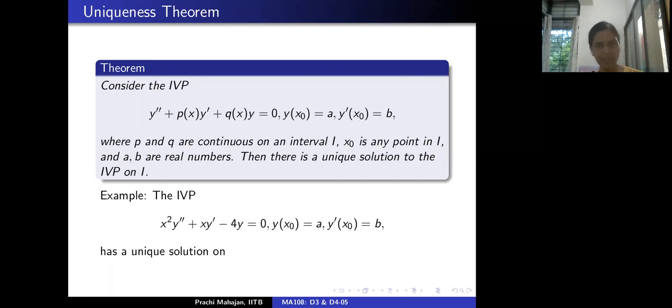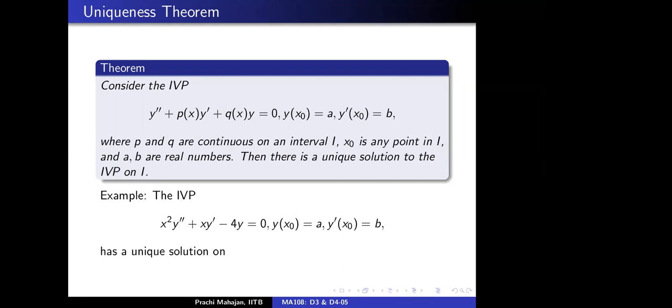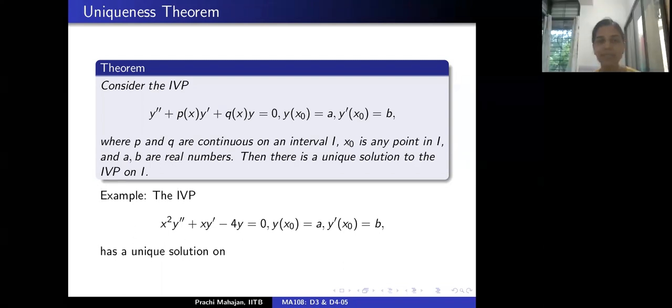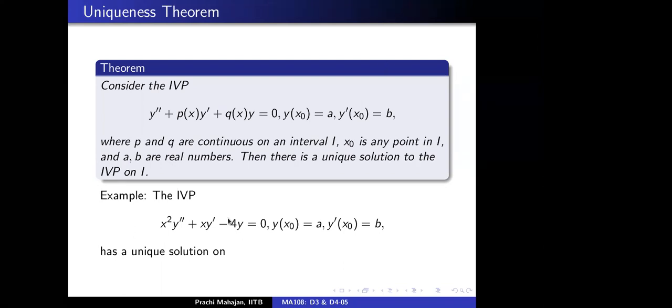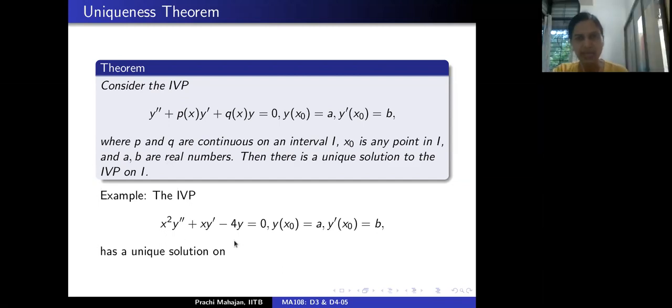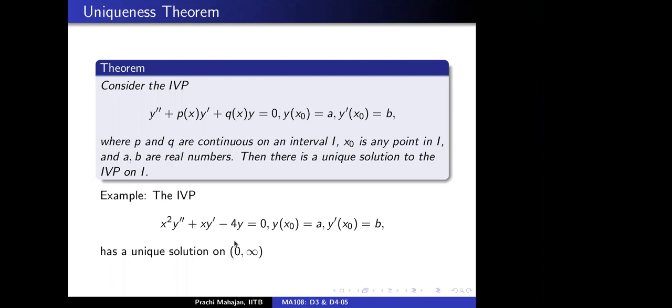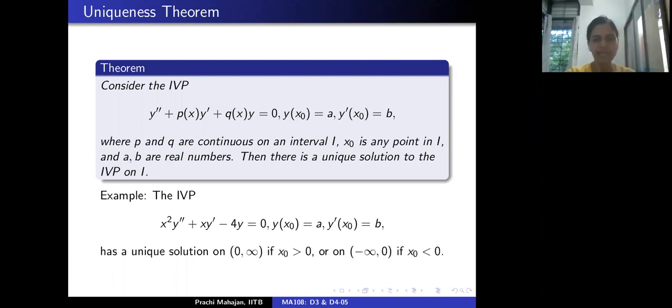Wherever the coefficients P and Q are continuous. Yes, somebody was saying that. Go ahead. The complete R? Not the complete R. See, where zero is not there. Zero to infinity. We don't know what x naught is, right? So it depends. Either 0 to infinity or minus infinity to 0, depending on where x naught belongs, right?